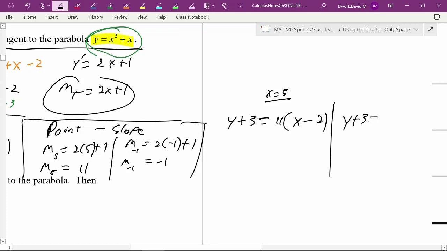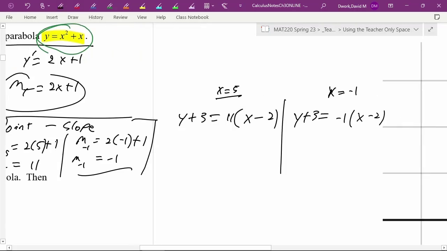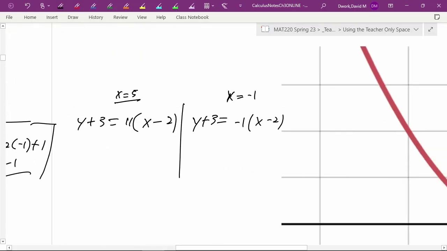So y plus, it's still going through the same point, right? What was the slope for the x value of -1? Well, that slope was -1, so we're going to sub in -1 times x minus 2. So now we have two equations that describe a tangent line that is tangent to the curve at these particular x values. One of the x values is -1, the other x value is 5, right? So we are tangent at both of those x values, and they also pass through the point -3, 2, right? Because that's built into the equation of our line. And we can verify this.